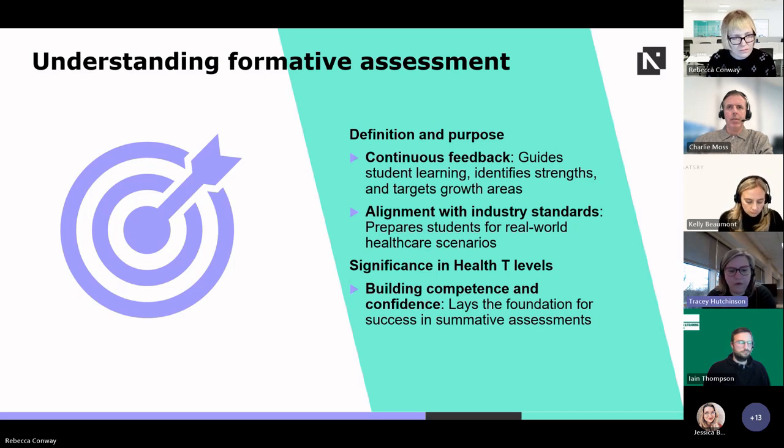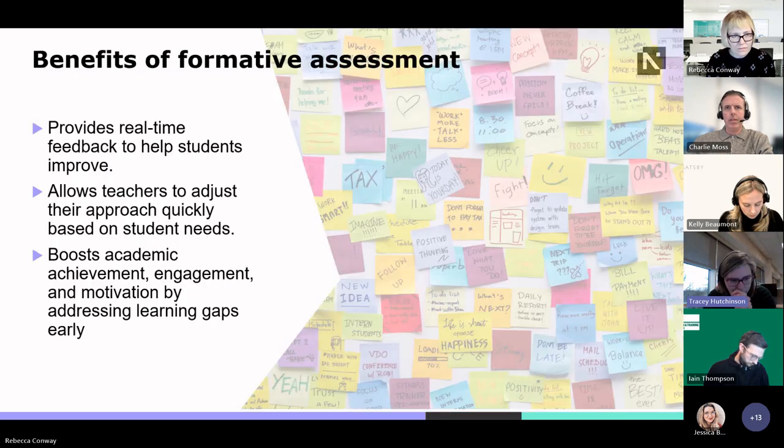So our core goal of formative assessment is to build that competence and confidence, and it really helps students master those foundational skills both vocationally and academically, and really build that self-assurance in our students. So what are the benefits of formative assessment? Moving on, as I mentioned earlier, it's providing that real-time feedback to the students. It's immediate feedback. It's not waiting for summative end-point assessment. It's giving that immediate feedback to identify areas where they need support.